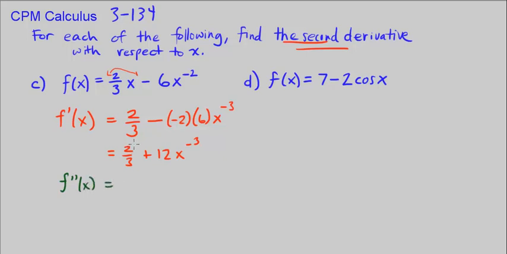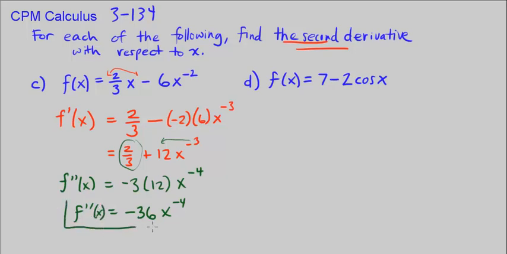Okay? Again, we need to go ahead and find the second derivative, so that's f double prime of x. Well, here the derivative of a constant is 0, so we get rid of 2/3. Then drop the power of -3. So it's -3 times 12, x to the power of -4, because we subtract 1 from -3. -3 times 12, we could bring out our calculator. It's just -36, x to the power of -4. So that is f double prime of x, the second derivative.